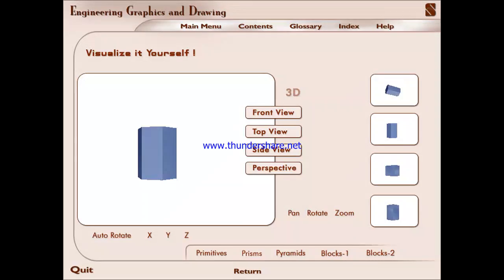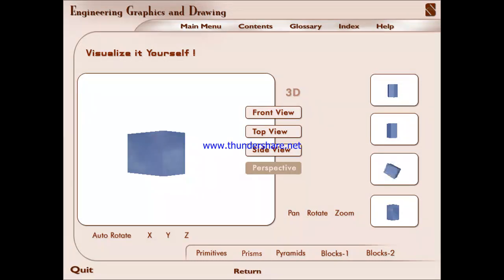In this prism, first consider this type of figure. For that, the 3D will be visualized as this front view, top view, side view, perspective view. Next, let us consider this type of object. Front view, top view, side view, perspective view.